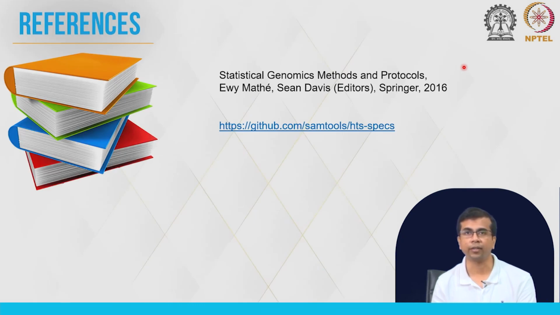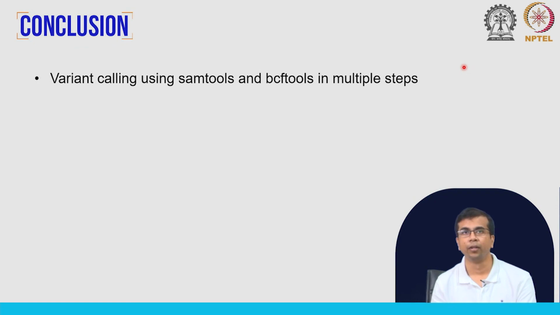So, here are the references that we have used for this class. To summarize, we have talked about variant calling using SAMtools and VCFtools in multiple steps, right. So, we have summarized this in this class. We have talked about the hands on that we have done, and we have mentioned the steps and the commands that we utilized. It might sound very complex, but once you do it yourself, you will see that each of these steps actually does something very important, and there are only a few main steps.